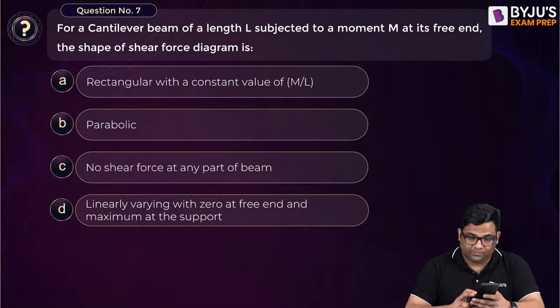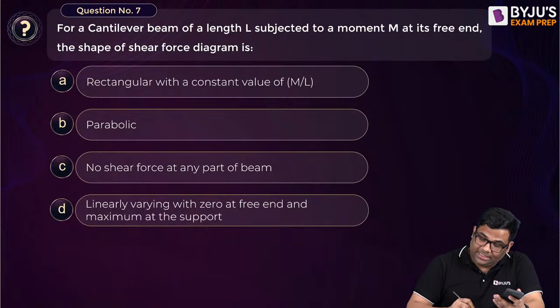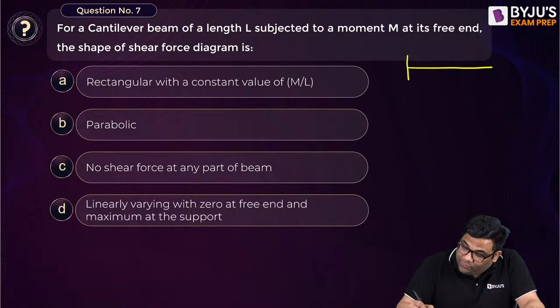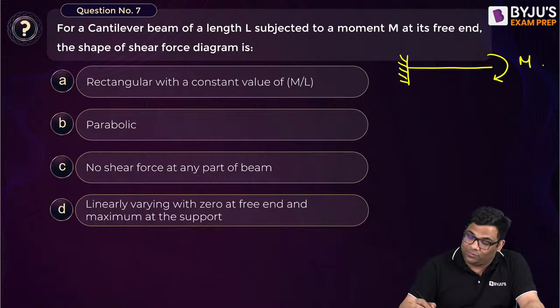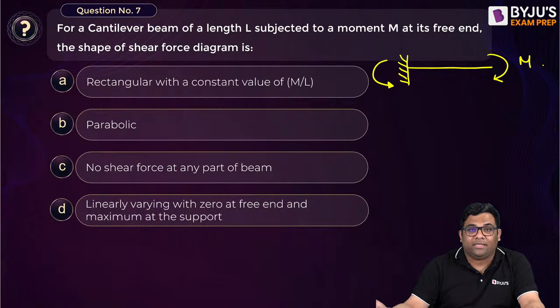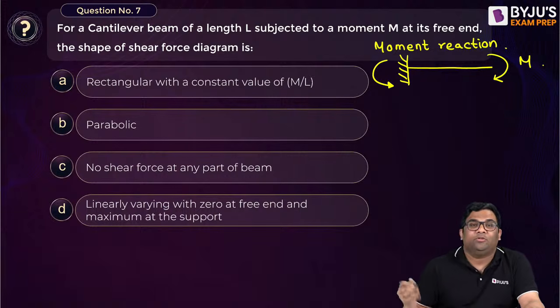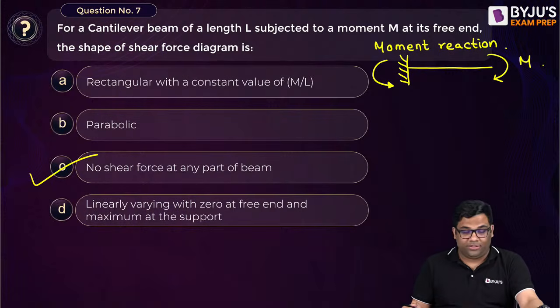Answer is C: no shear force at any part of the beam. When you have only a bending moment acting like this, there is no force. There will be a moment reaction at the support, but no force, so there will be no shear force. So the answer is C. Next question.